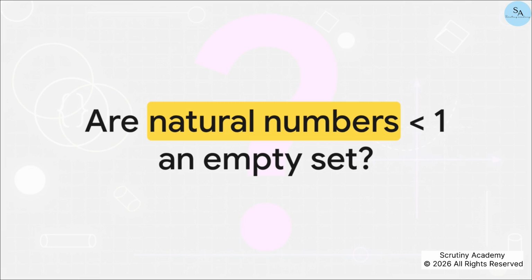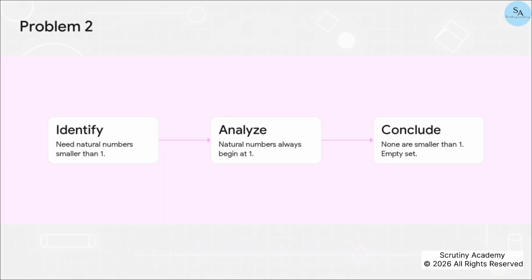Now let's look at this next medium-level problem together and just apply that exact same calm logic. Problem 2 asks about the set of natural numbers that are smaller than 1. Is this an empty set? Let's run it right back through our 3 steps. Identify the given. We need natural numbers smaller than 1. Analyze the criteria. Well, by defining our terms carefully, we know that the set of natural numbers universally begins at the number 1 and goes upwards from there. So, our conclusion? There are absolutely none smaller than 1, leaving our set perfectly empty once again.